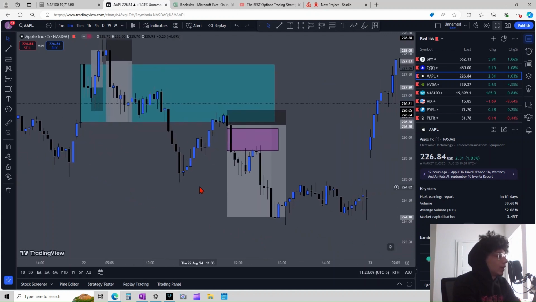And then guess what? Came down, retested. Once you see that sell side pressure, you enter into it. In this case, it also retested off a little gap right there and then extended even more down.